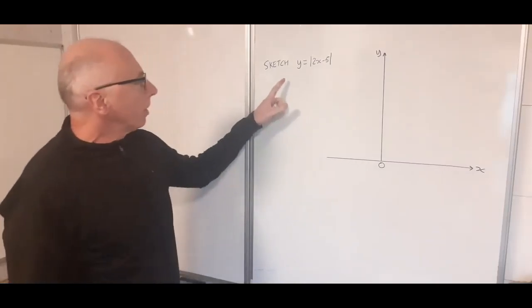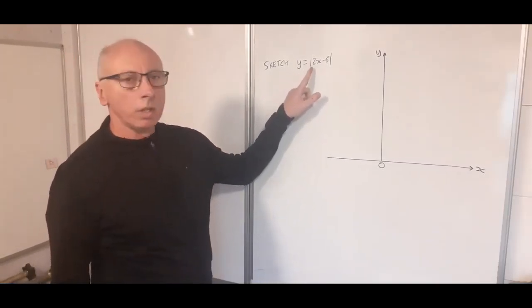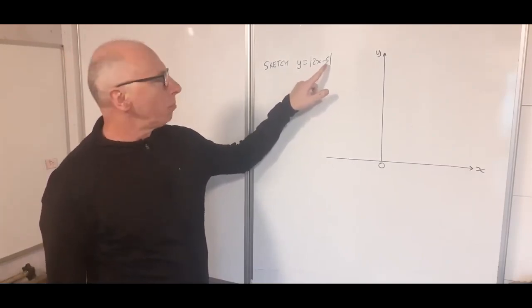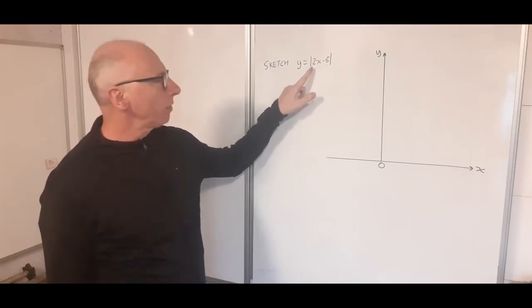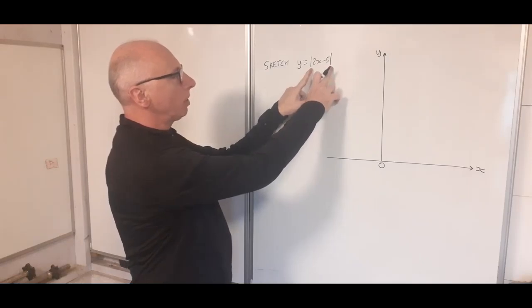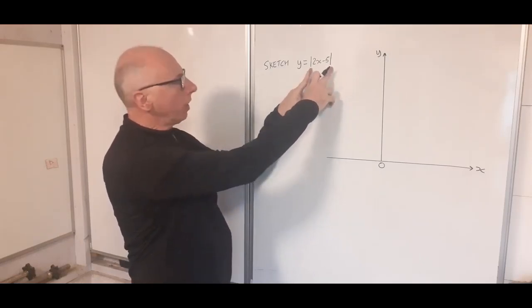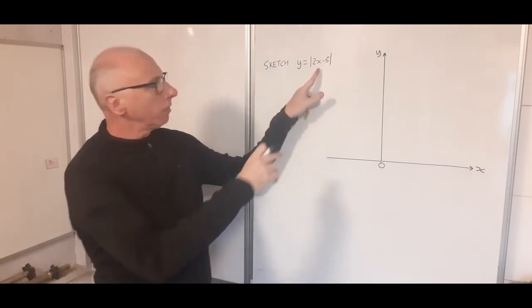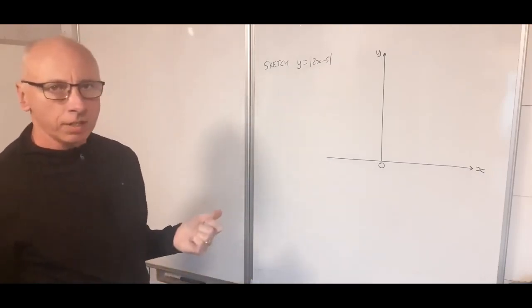So here we want to sketch the graph of y equals the absolute value of 2x minus 5, or the modulus of 2x minus 5, whichever way you want to call it. And what it means is that when you've got these two bars each side of a particular function, the 2x minus 5 inside here is always positive, it's never negative. So how do we sketch that?